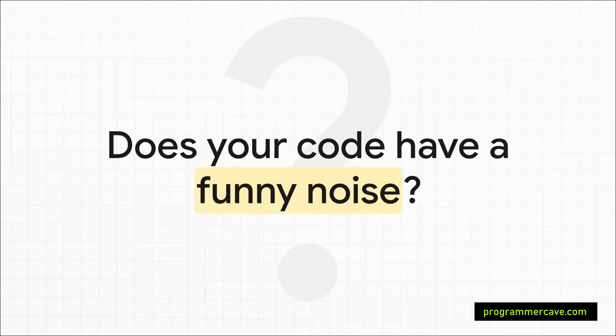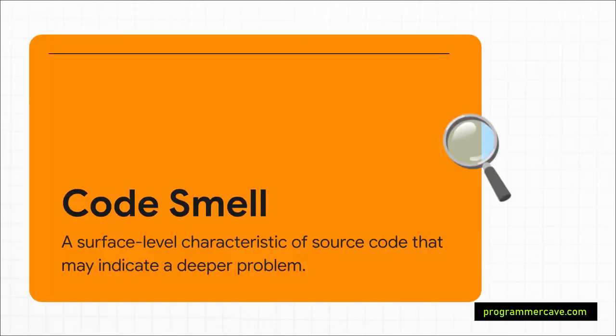In the world of software, we call that funny noise a code smell. So, what exactly is a code smell? Well, it's basically a characteristic in the code that hints at a potential design problem. And here's the most important part. A smell is not a bug. Your program will compile, it'll run just fine, but these smells are clues. They're little hints that your code might be tough to change, hard for the next person to understand, or just more likely to break in the future.